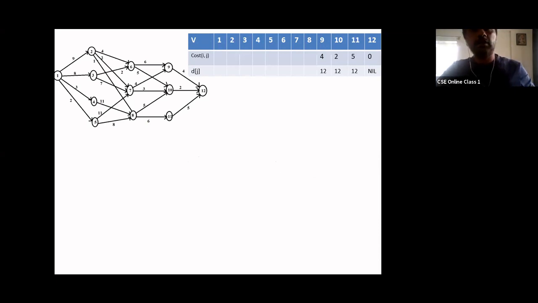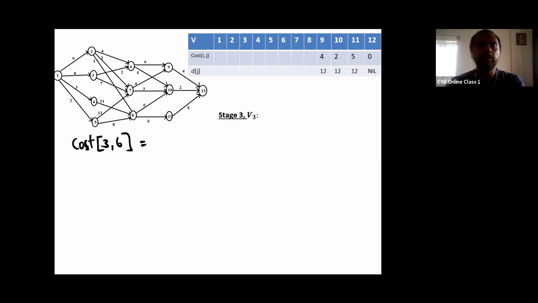Now, which is the leftover stage to be attempted? Stage 3. So we need to opt for stage 3. In this stage 3, how many vertices do we have? 3 vertices, that is 6, 7, and 8. So we'll take up the first vertex, vertex 6. So it is cost of 3 comma 6.